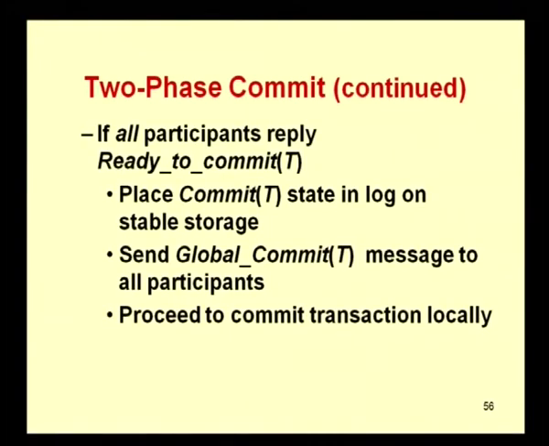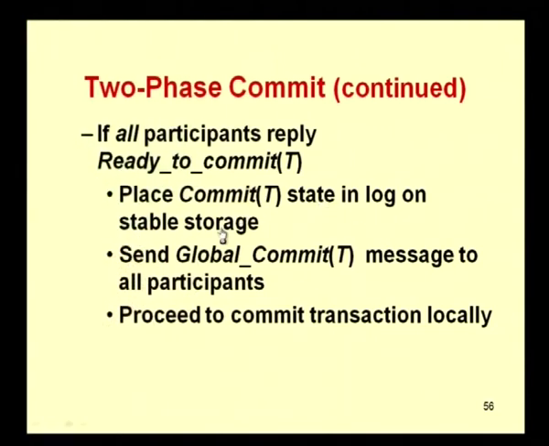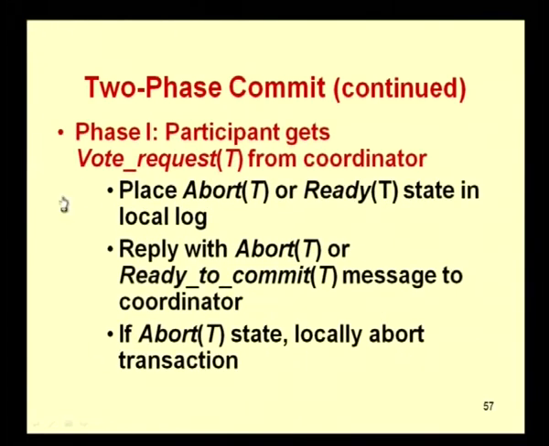Now, we are talking about the two phases and what the participants will do. If they want to reply ready to commit, you place a commit T state in the log on stable storage, send a global commit message to all participants and proceed. The participant gets the vote request from the coordinator, places an abort or ready T state in the local log, and replies abort T or ready to commit T message to the coordinator.